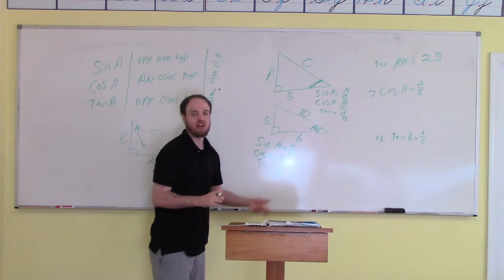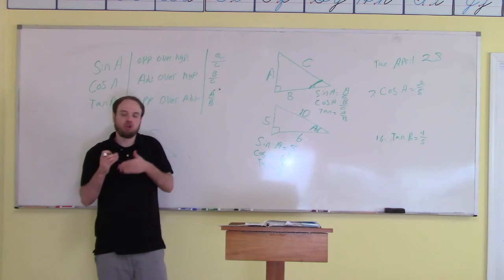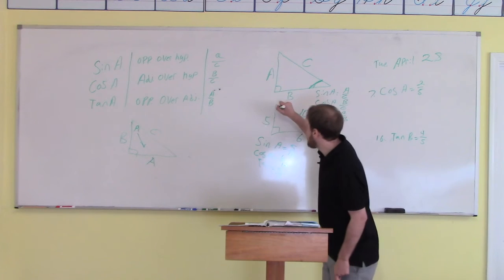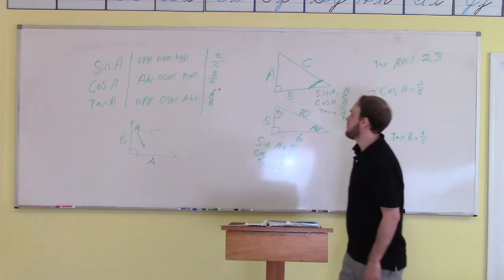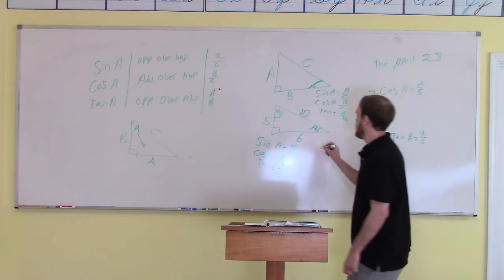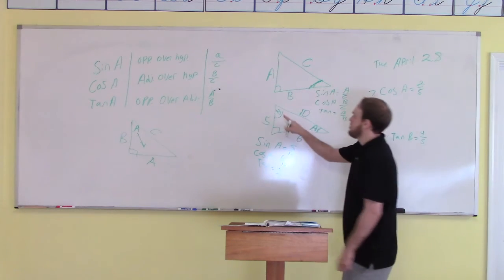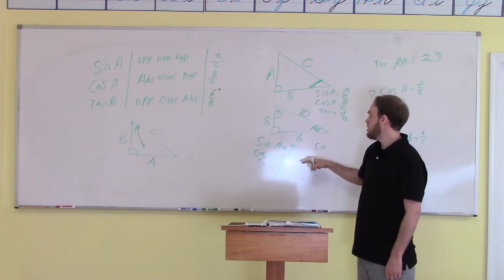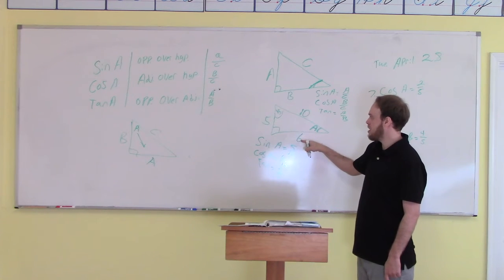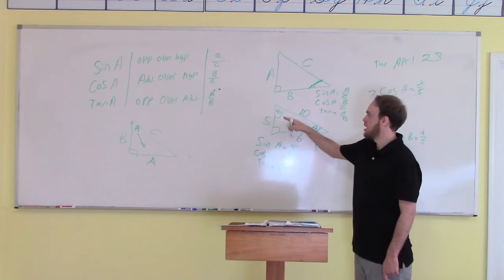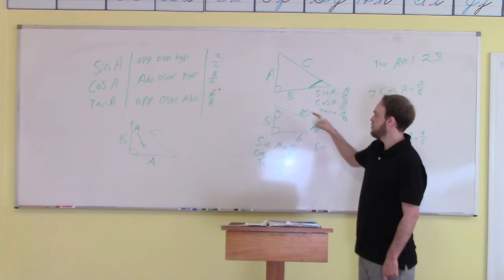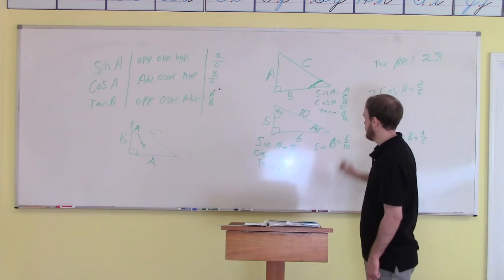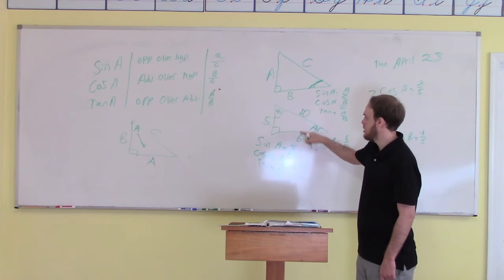Okay, so that was dealing with angle A. Like I said, for every triangle you're going to have two angles that you can do this with. So I can also do this same triangle from angle B and go through the same three again. Now I'm going to do the sine. Sine of angle B is opposite over hypotenuse. The opposite of B would be 6 now, and 10 would be the hypotenuse. So the sine of B equals 6 over 10.